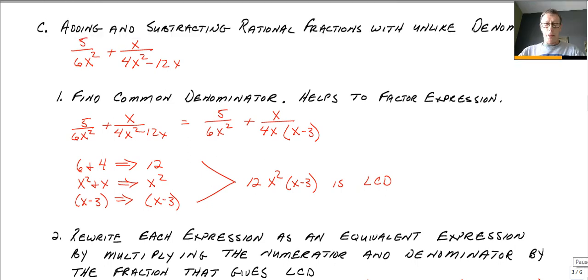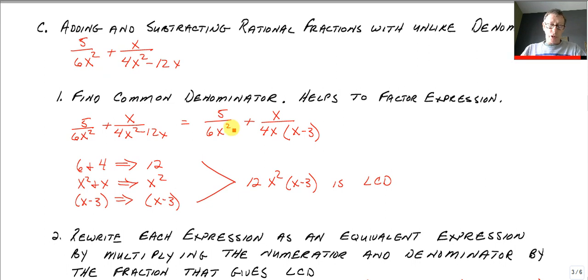Now we're going to put everything together that we've just learned, and we're actually going to add and subtract rational fractions. Here's an example of what we're going to do. We have 5 over 6x squared plus x over 4x squared minus 12x. What we need to do is find a common denominator for those two, and we need to factor them to do that.